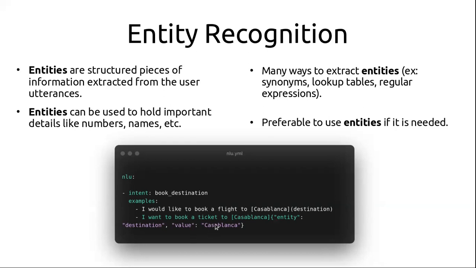So here I give a little example. I want to book a flight to Casablanca, for example, and I want my bot to understand that Casablanca is a destination. So here it would be better for your bot to know which text inside this intent refers to a destination. So here is how you can define a destination as an entity in your NLU training data. You can see here my bot can understand that Casablanca is an entity, and it can use it later in the conversation in general.